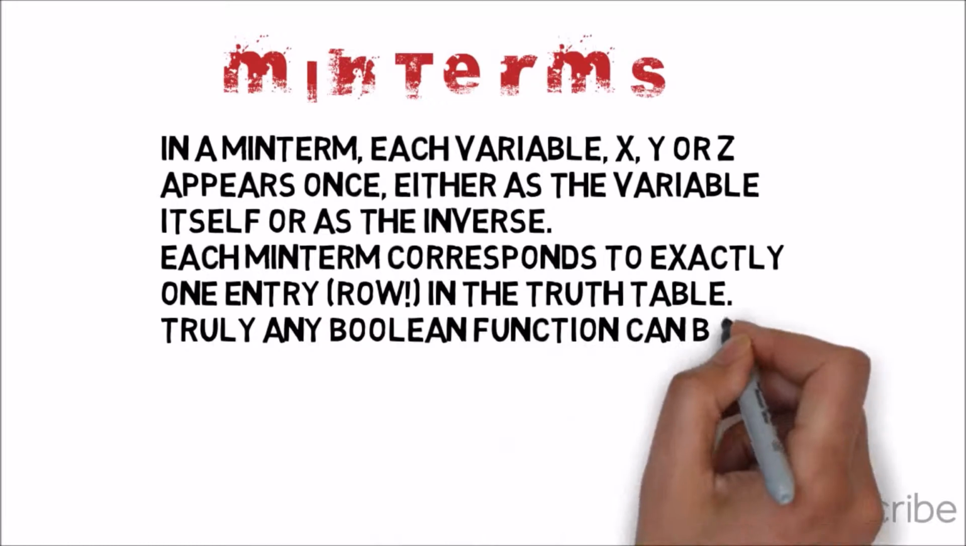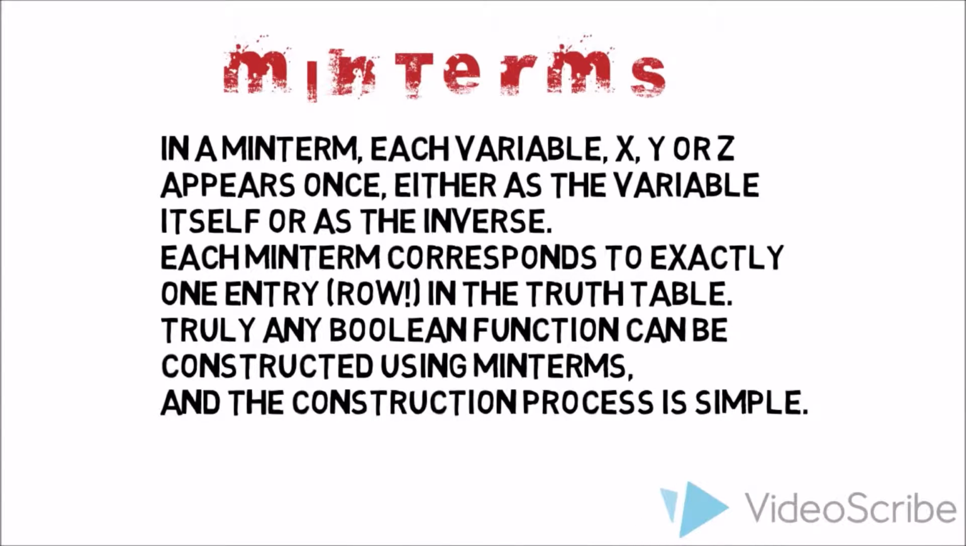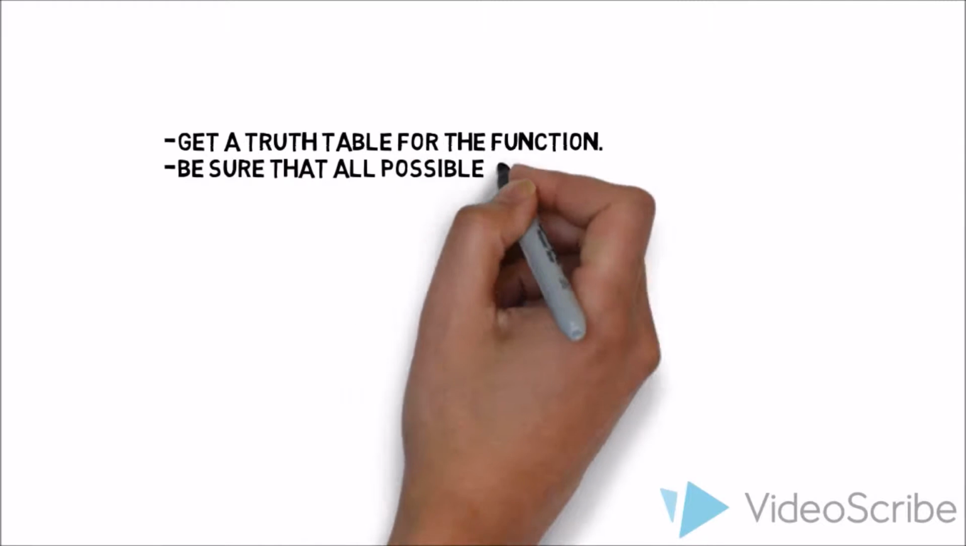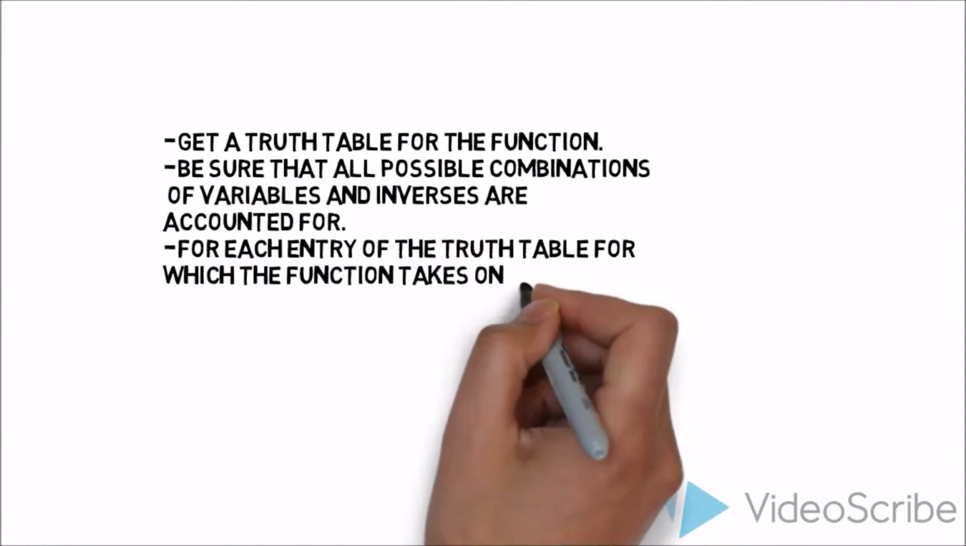Implications of the 2 points above are that you can build any Boolean function at all by building it from minterms. Truly, any Boolean function can be constructed using minterms, and the construction process is simple. First, get a truth table for the function. Be sure that all possible combinations of variables and inverses are accounted for.